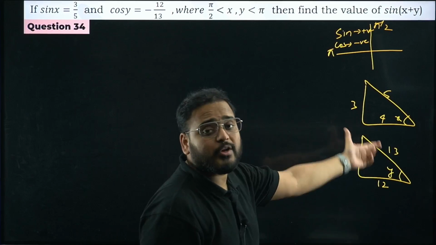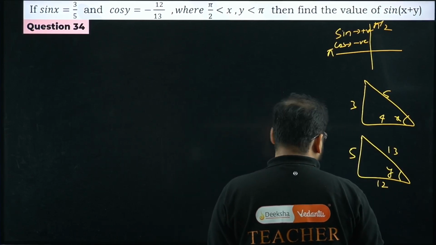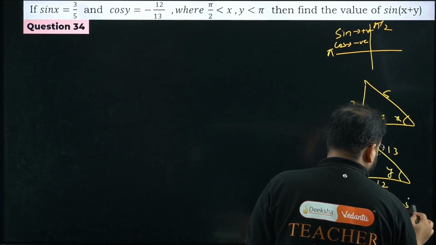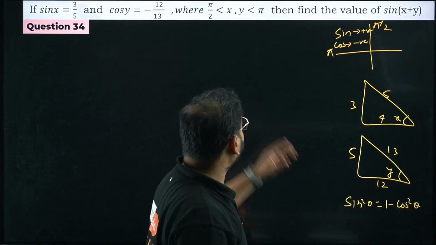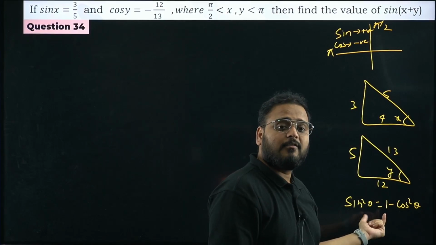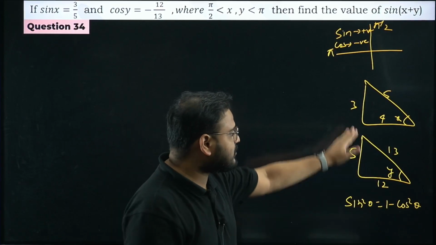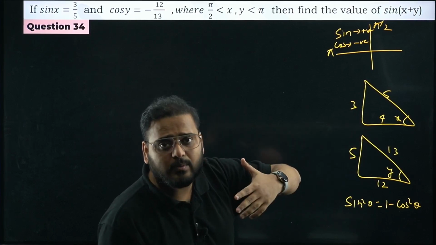So either use this or you can use the identity also. For sine square you can use 1 minus cos square theta. So put the cos value. After this, from the root take the positive for sine, and for cos you take negative. I can use any of them, so I'm going to use the triangles. I hope that is okay.